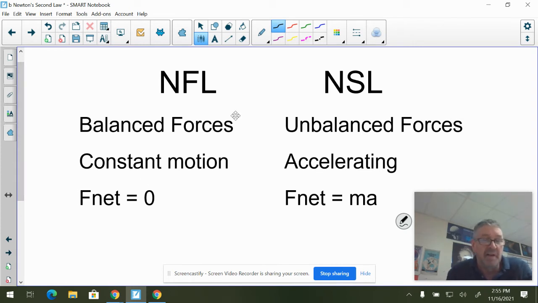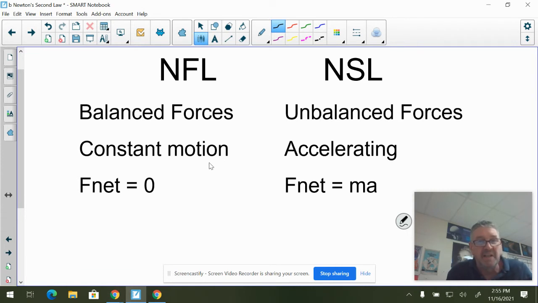The second law picks up where the first law left off. It says, well, what if the forces aren't balanced? If they're unbalanced, if you don't have an equal amount on each side, then the object's going to accelerate. So we look at the net force to figure out how much that mass will accelerate. The laws really make sense if you think of it as balanced versus unbalanced, not accelerating versus accelerating. Then it works out pretty easily.